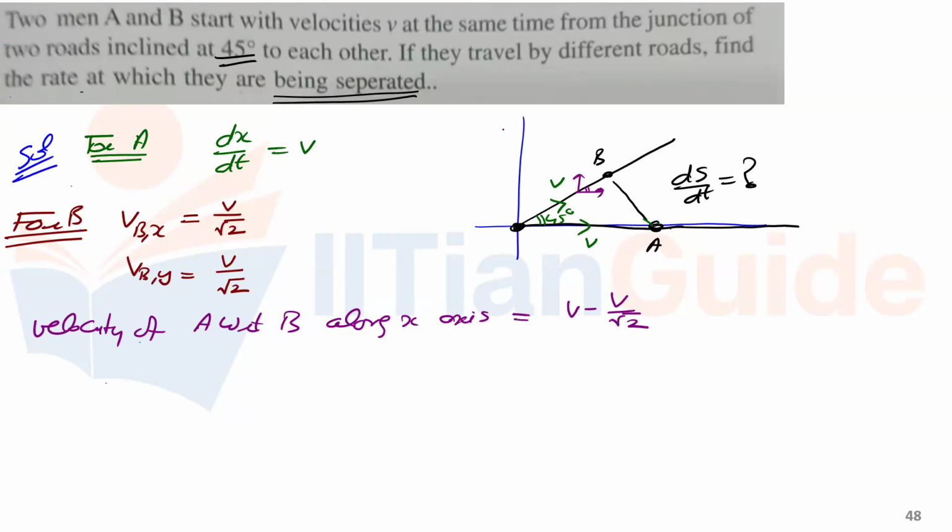So the distance along the x axis, I want to find the relative distance. Is there any problem? One second. Velocity of B with respect to A along the y axis: person A is not moving on the y axis, so its velocity will be v by root 2. Now I am writing the distance between them, which I had called s. Is there any problem? No, sir. Okay.